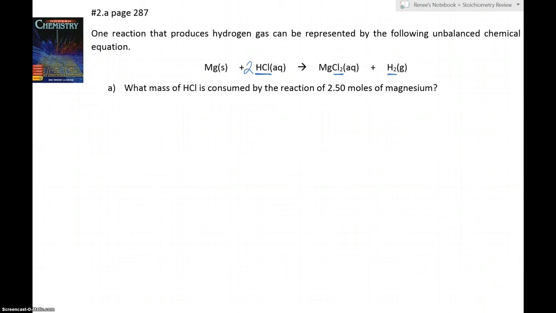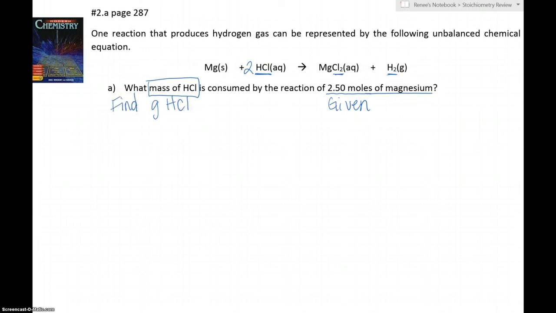All right, now that the equation is balanced, the first thing we do is write out what is given to us. We have 2.5 moles of magnesium that is given to us in the equation, and we need to find our mass in grams of hydrochloric acid.